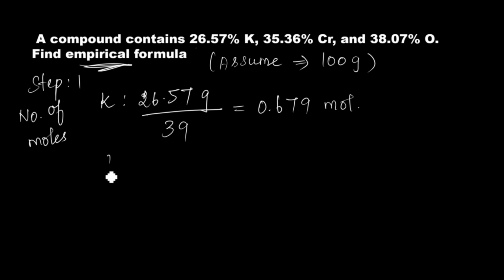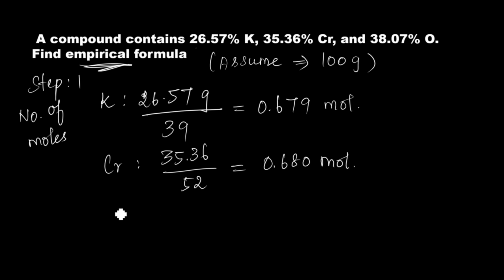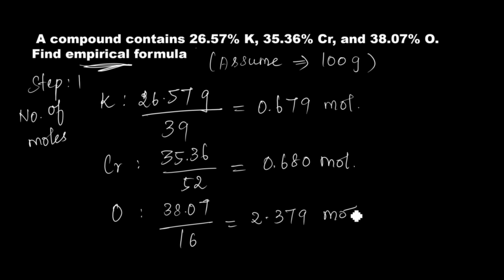Then next one is chromium, that is 35.36. The atomic mass of chromium is 52. So the moles will be 0.680 moles. Then oxygen, 38.07 divided by 16, which will come out to be 2.379 moles. Okay, so these are in the ratio of 0.6, 0.6 and 2.3.